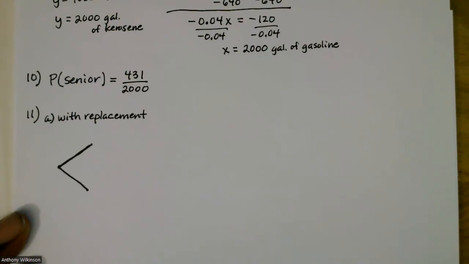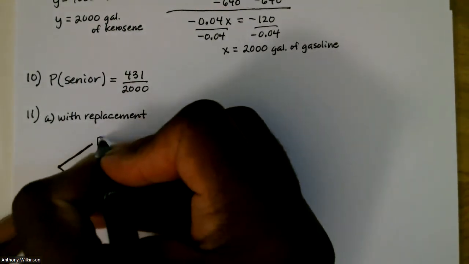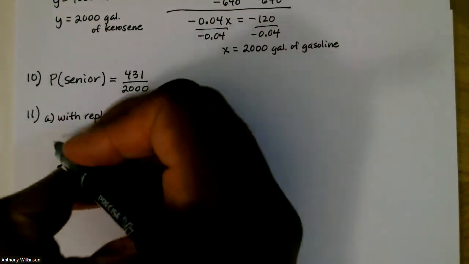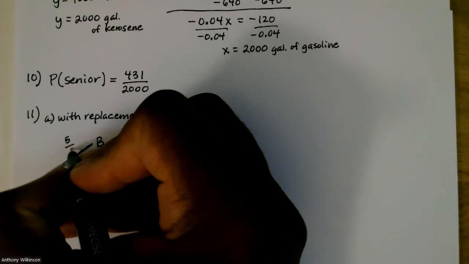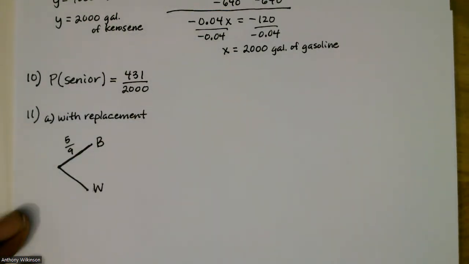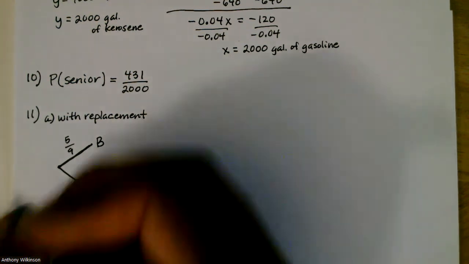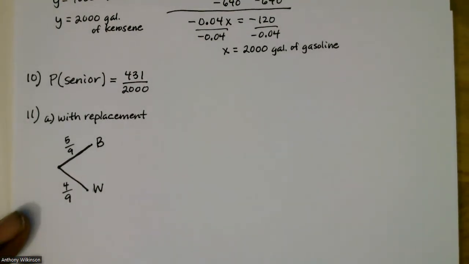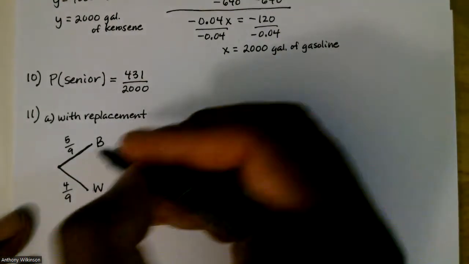Now we're either going to draw a black ball or a white ball. So I'm going to let B be the black ball and W be the white ball. And the probability of selecting a black ball, there were 5 black balls and 4 white balls. The total number of balls would be 9. So the probability of selecting a black ball would be 5 out of the total number, which is 9. So that's 5 9ths. And the probability of selecting a white ball, there were 4 white balls out of 9. So that's 4 9ths. Okay, so now this was the first draw.